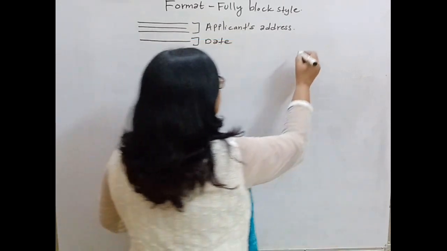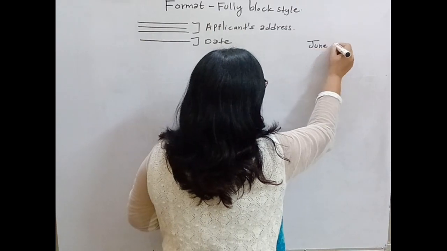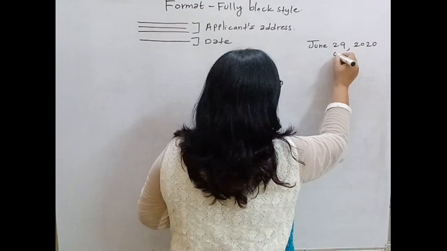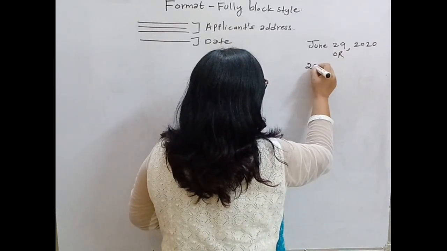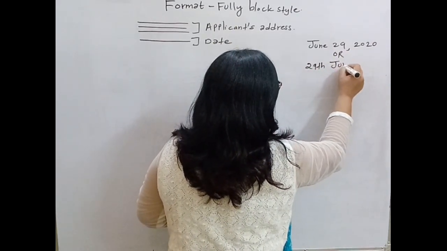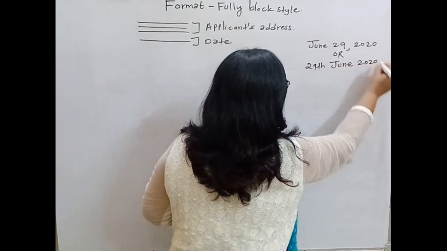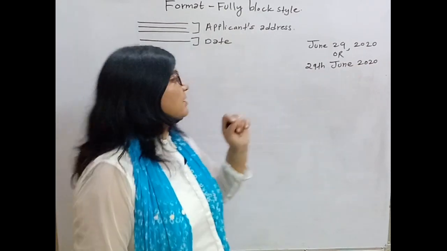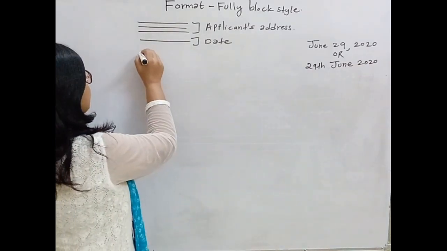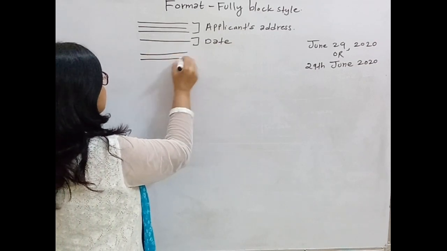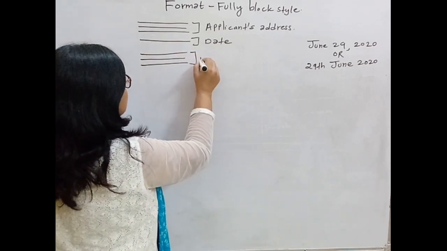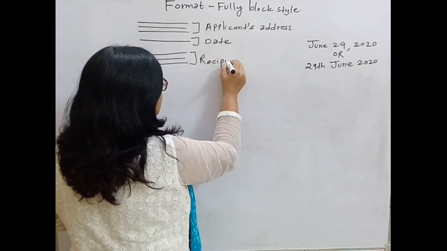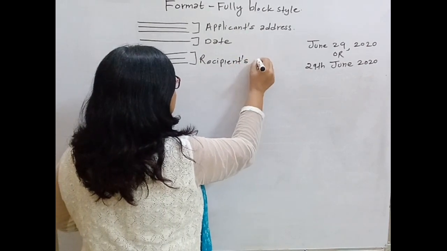You can write the date June 29, 2020 or 29th June 2020. If you want to place a comma here after June, you can place the comma. After writing the date, you will write the third part, that is the recipient's address. The person who is receiving your cover letter. Recipient's address.